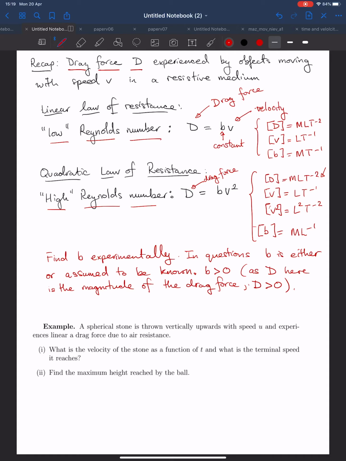Okay, here we're assuming that V is taken as positive. In the first one, V is positive, the velocity. You can think of an object moving in one direction, and this drag force vector opposes the motion, but the magnitude of the drag force will be equal to this, in the linear law of resistance, B times V. Okay, so next what we'll do is we'll employ this in an example.